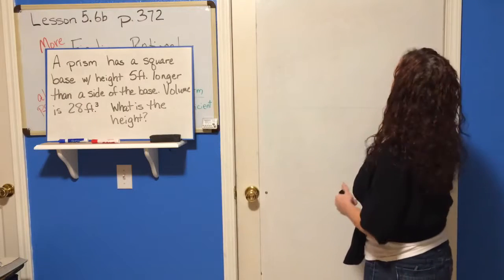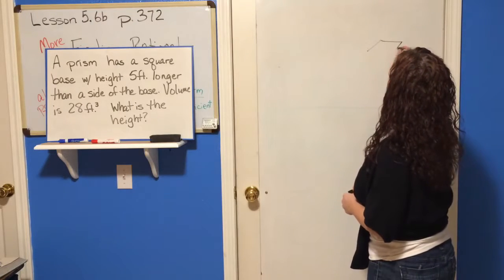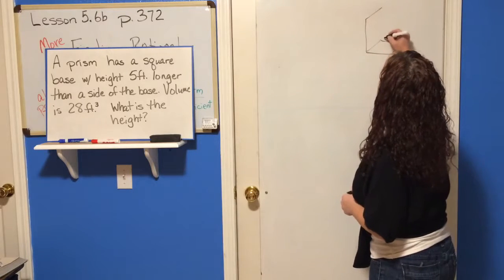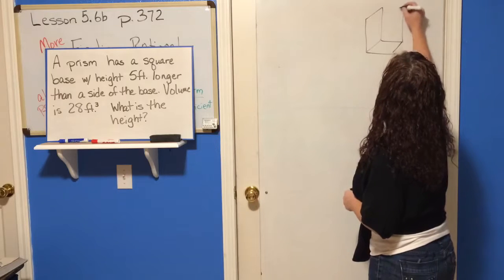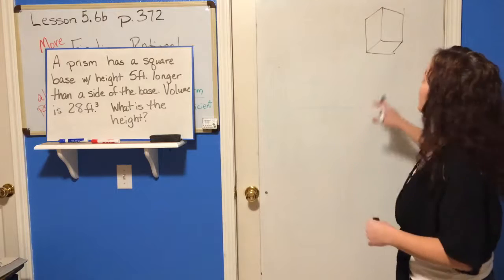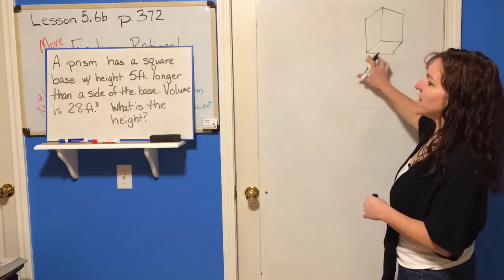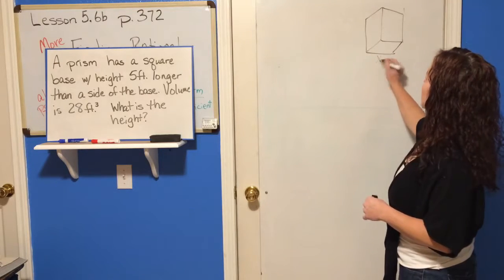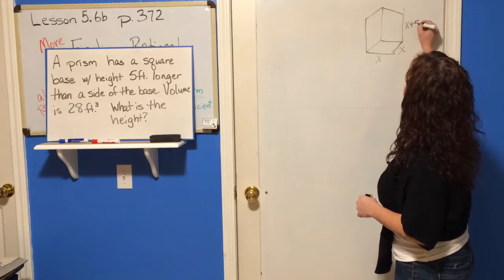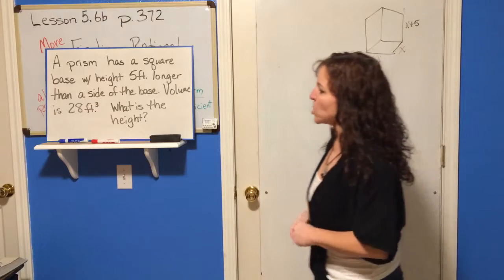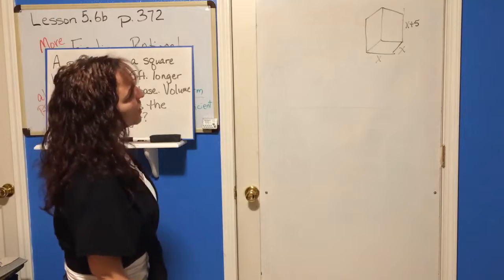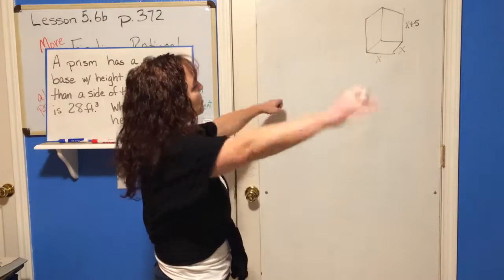So we've got a prism, and you know a prism has a square base and then height, yeah, something like this. You know what I'm talking about. Okay, I think I have it upside down. That's okay. So it says that the sides of the base, we don't know, and the height is 5 feet longer than the sides of the base. So there's our parts, and sorry, drawing. Draw your own.